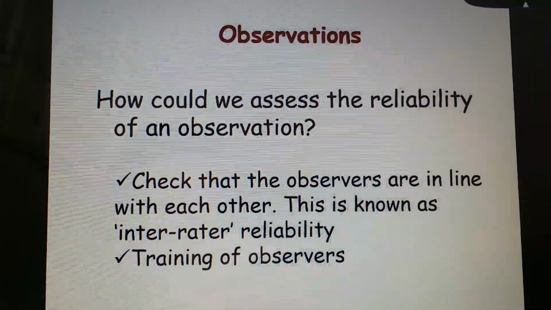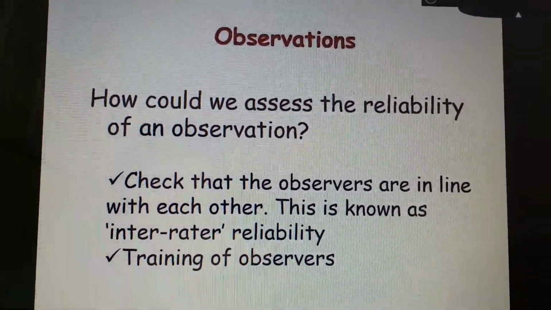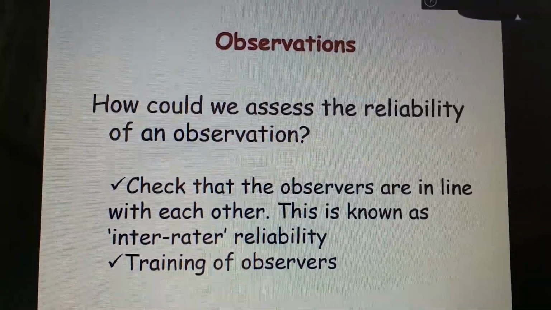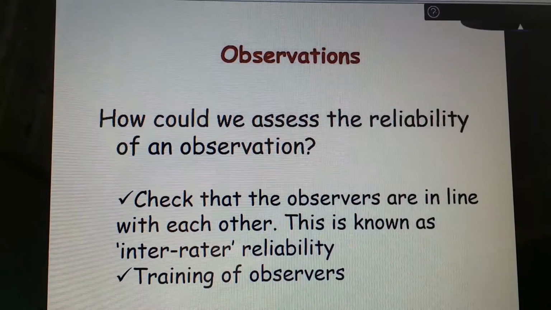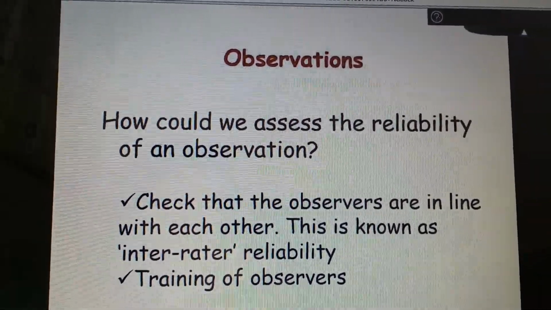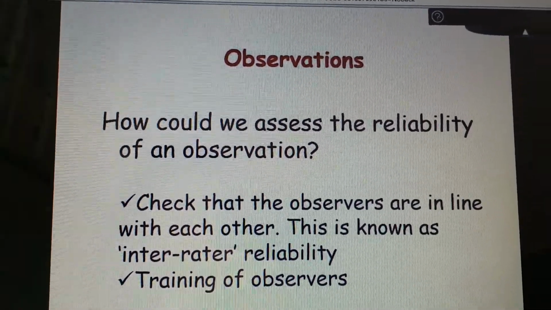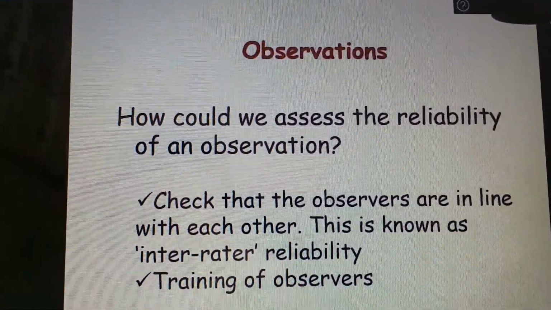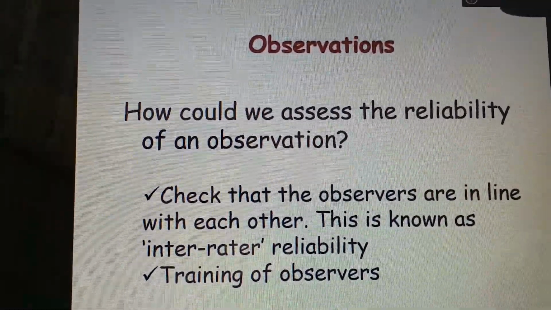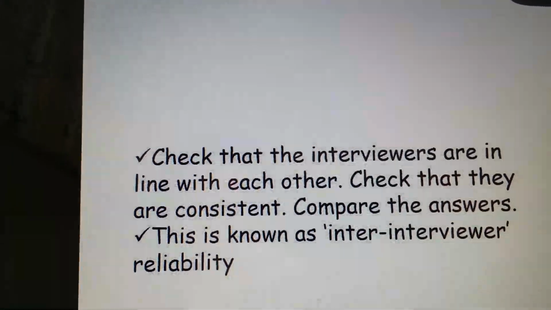How could we assess the reliability of an observation? This would be inter-rater reliability. Check if it's an observation. Look for categories. Look at the measuring tool and the way that something has been measured. Check that the observers are in line with each other. This is known as inter-rater reliability. And to do this, you would train the observers to ensure that they were in line with each other.